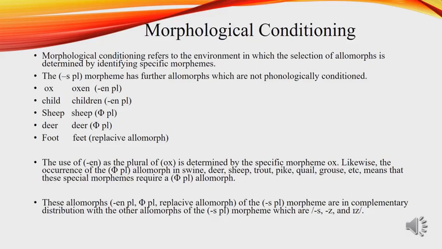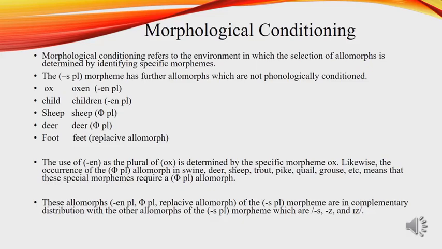An example of the allomorphs that are morphologically conditioned includes the allomorphs of the S plural morpheme. We know that the S plural morpheme has three allomorphs which are phonologically conditioned. They are /s/, /z/, and /ɪz/. But this morpheme also has allomorphs which are not phonologically conditioned. They are morphologically conditioned. Let's see some of them.